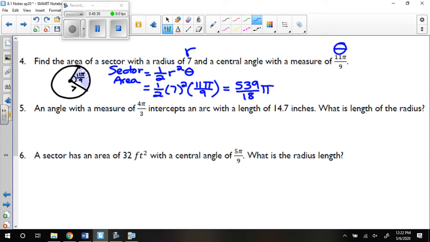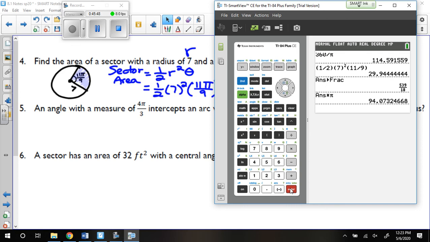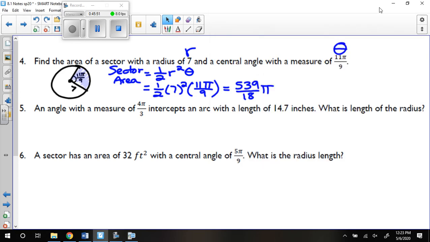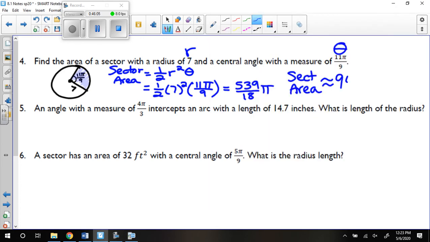And so now I will get the decimal approximation for the area of this sector. And I'll do that in my calculator, multiply with pi. So approximately 94.1. Okay, so our sector area is approximately 94.1. Our units in this problem, you don't have units. Okay, so units squared, since it's area.